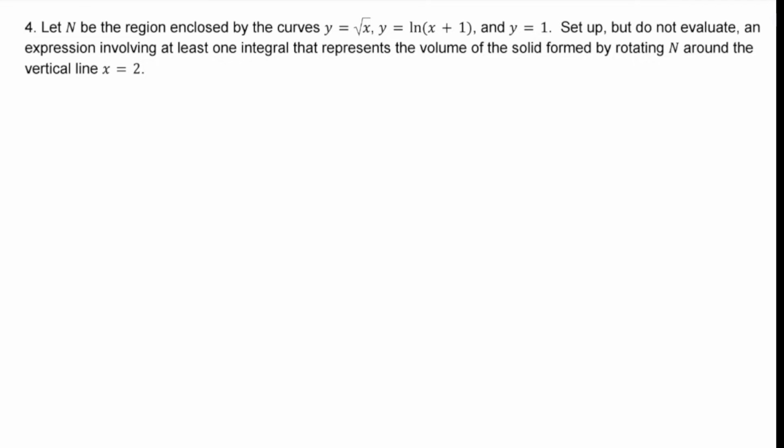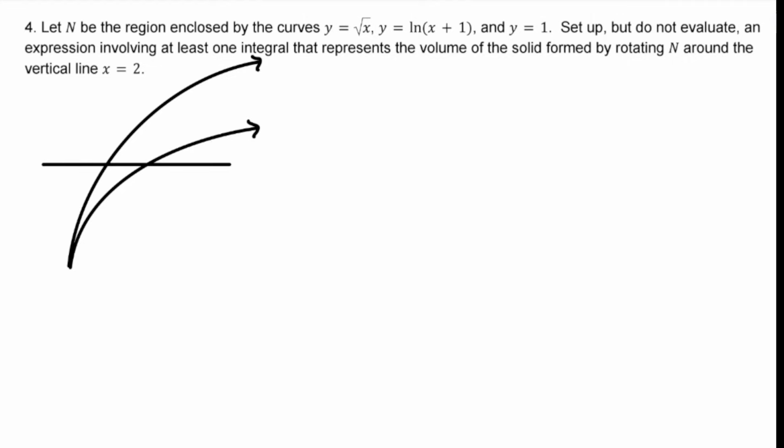All right, let n be the region enclosed by the curves y equals square root x, y equals log of x plus 1. I know that's going to look very similar because that's going to go through the origin. Let me think about, well, I guess one's going to be above the other, so it's not really going to change how I draw the diagram. And y equals 1. That's interesting. I think maybe I should have gone the other direction. That doesn't really make it any better, but y equals 1 is a horizontal line. Maybe it cuts across like that.